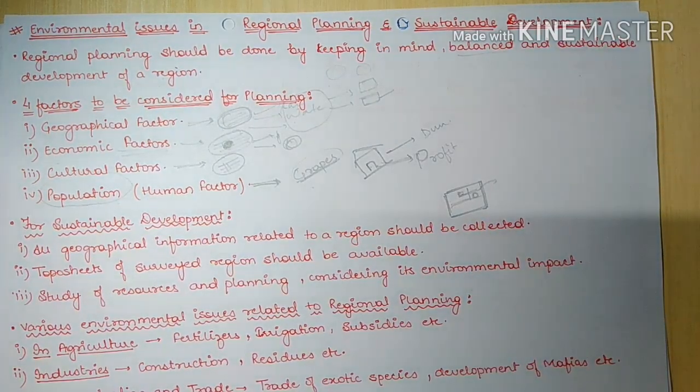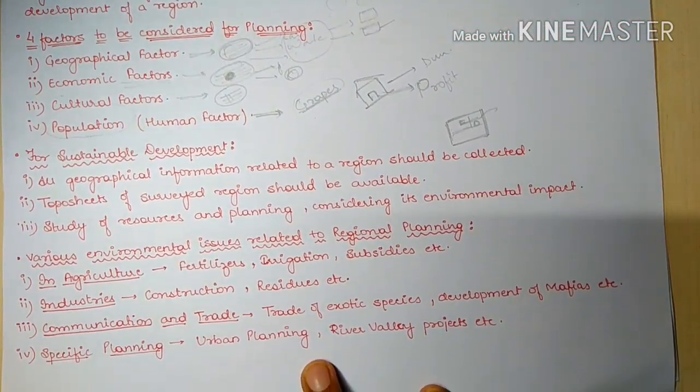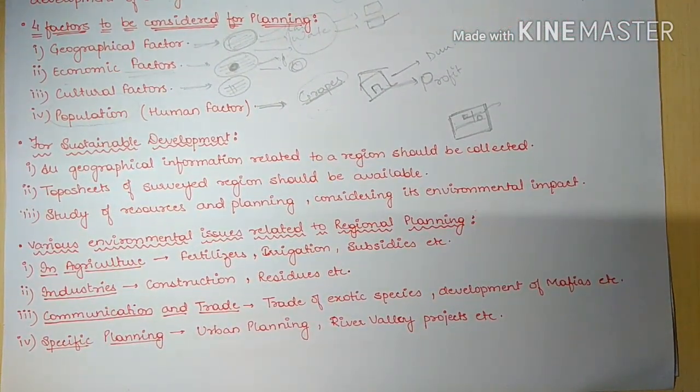Now we will look into various environmental issues that are related to regional planning. First, in the agricultural sector, we will see that the government has subsidized fertilizer, providing it to farmers at a very low cost. Because of this, farmers began to overuse fertilizers and pesticides, the pH level of the farmland rose, and the land ultimately became barren.